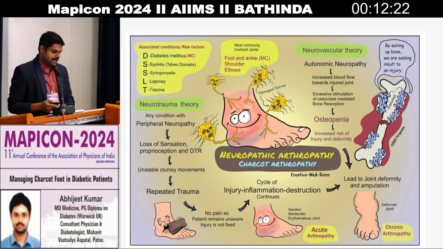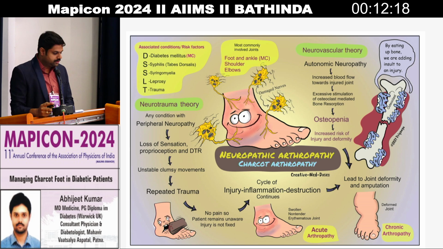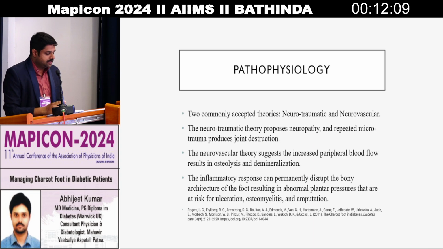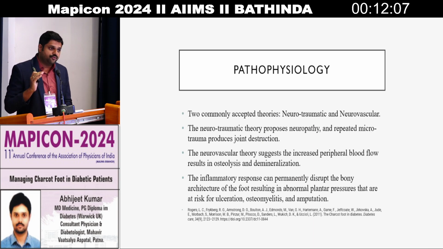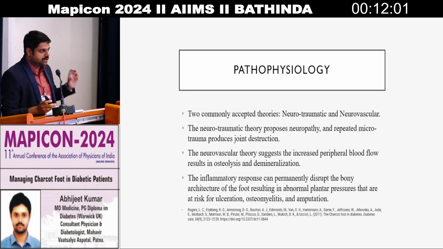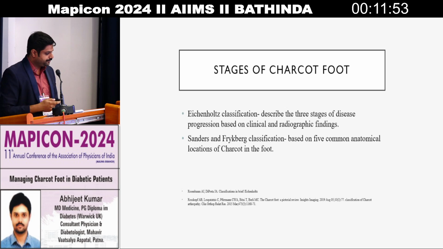Well, Charcots mostly develops in the foot, but it can also develop in the shoulder and elbows. And we have this pictorial representation of the pathophysiology, both the neurovascular and the neurotraumatic theory. So we can see that the inflammatory response which is triggered disrupts the bony architecture of the foot, and this creates abnormal plantar pressures. And when we have abnormal plantar pressures in the foot, such a foot is at an increased risk of ulceration, osteomyelitis, that is infection, along with amputation.